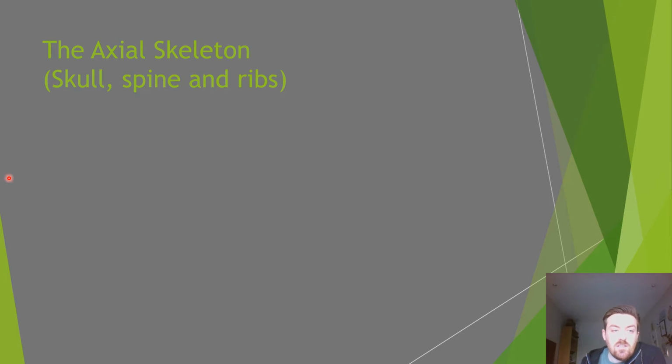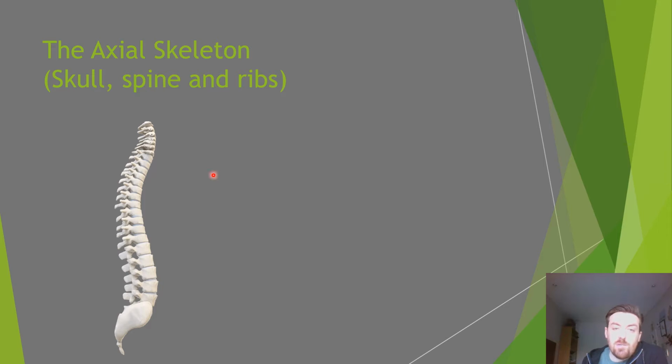I think it does a fancy thing where it spins around. We missed it, doesn't matter. The axial skeleton: the skull, the spine and the ribs. So here is the spine, made up of 33 bones called the vertebrae.